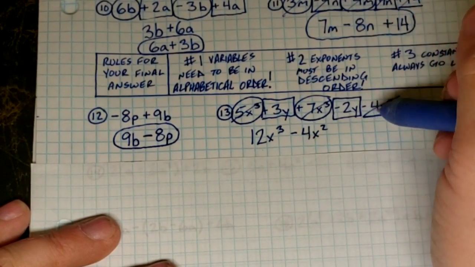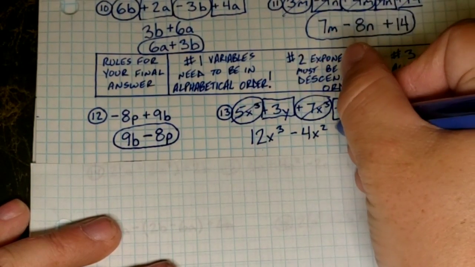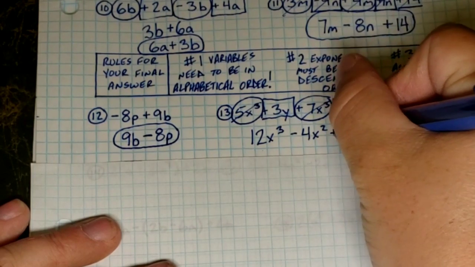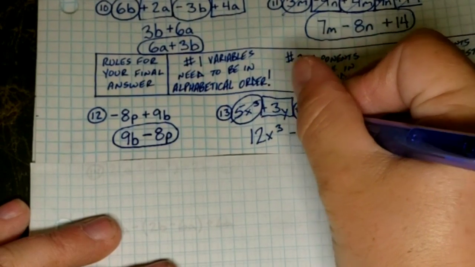And then lastly, we can move over to the y's. 3y minus 2y would leave 1y. So just plus y. Again, we don't need that 1 in front of it.